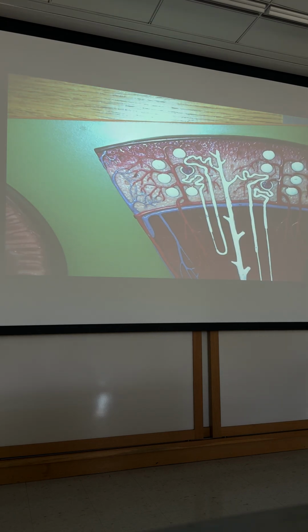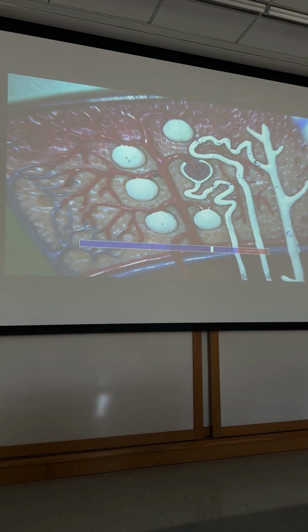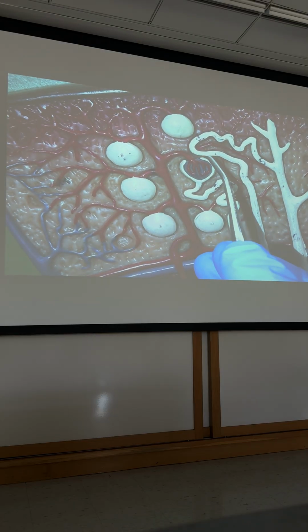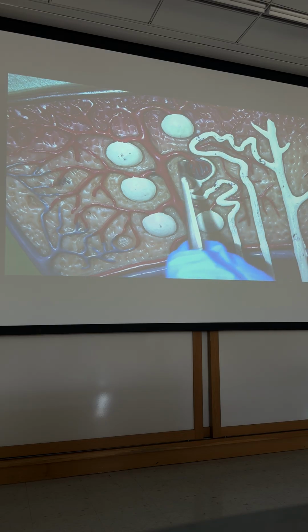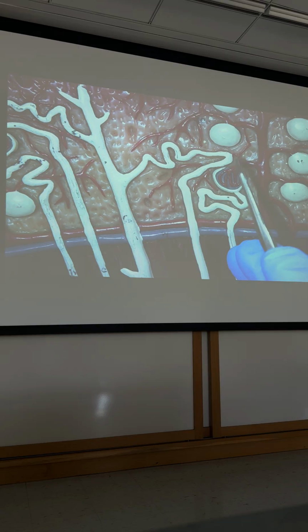If you were looking at this portion of the model, this would be like the last portion of the ascending limb of the loop of Henle. And then this would be the afferent arteriole. So roughly this area here is going to be the juxtaglomerular apparatus. Or if I looked at this other nephron, basically like this area in here would be the juxtaglomerular apparatus. But what does it look like in more detail?